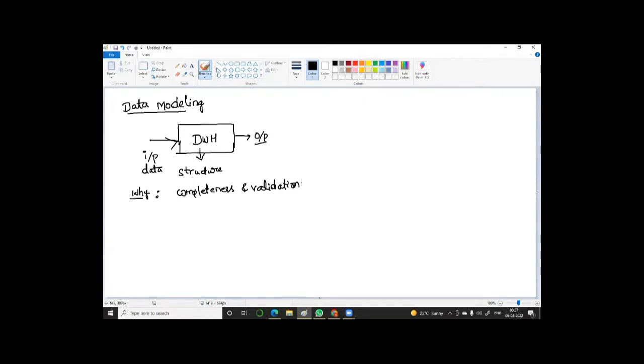So data modeling techniques are two. The classification is like ER modeling. So the first one is ER, meaning entity relationship modeling. The second one is dimensional modeling.